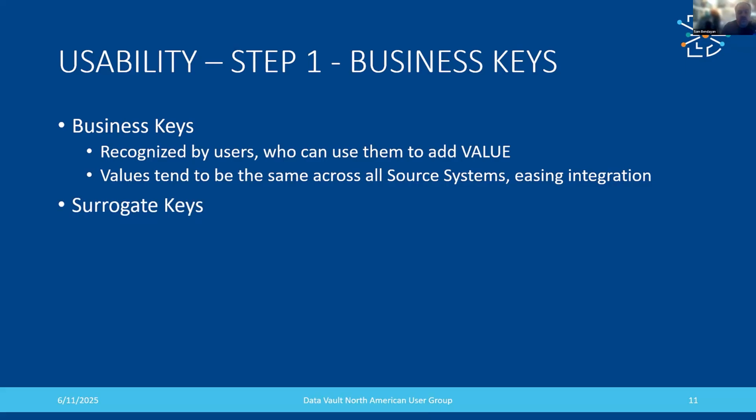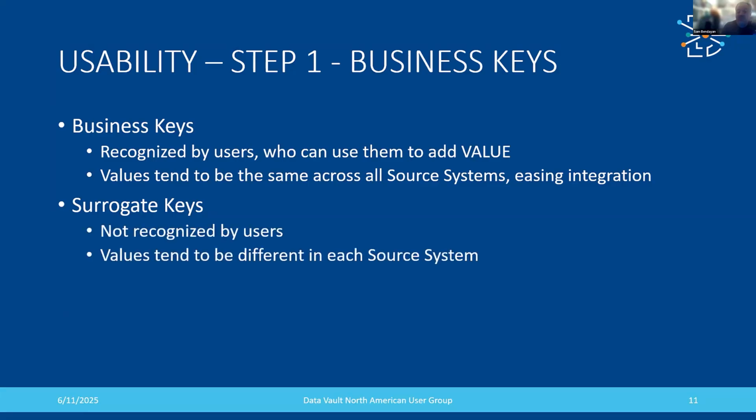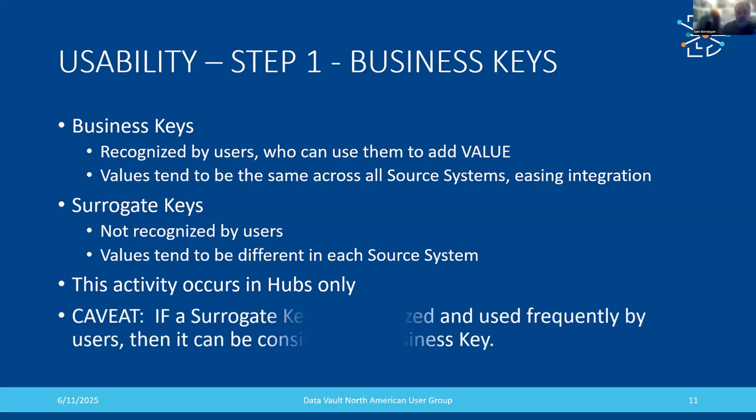And in contrast, surrogate keys are not recognized by users. Their values tend to be different for the same piece of data in every source system. Think of those integer keys that we all know so well. And just so that you have an idea of where this occurs graphically, or geographically, in the Data Vault, this is in the hubs only. Okay, this is the only place where we deal with business keys. Everywhere else, it's kind of downstream.